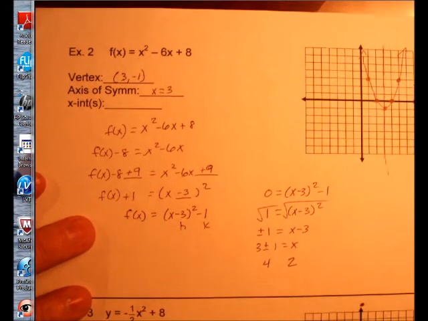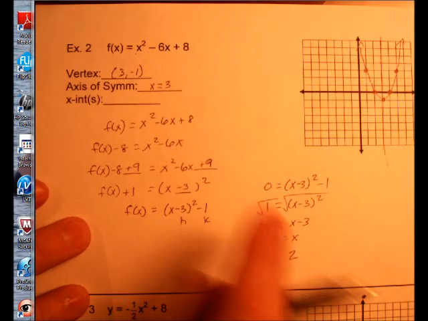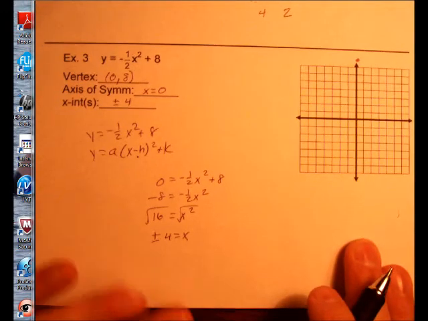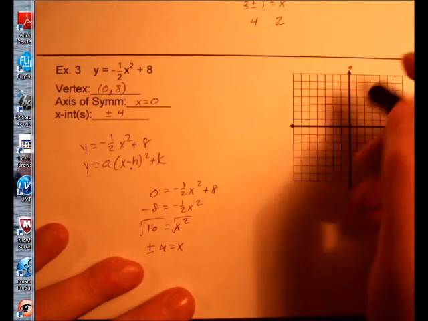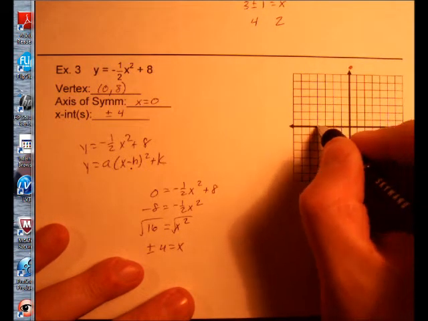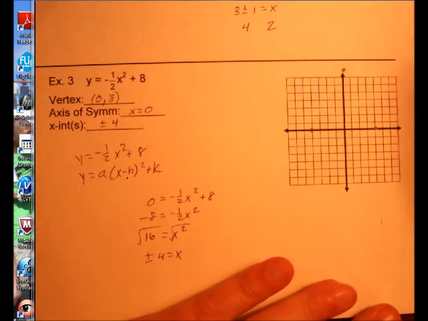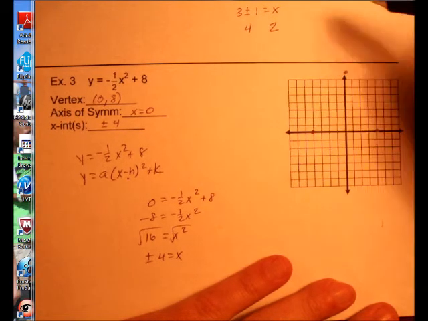I just realized I forgot to add that up here too, didn't I? On example number 2, we didn't list those out, 4 and 2. Sorry about that. Coming back down here now. So we know it's going to cross at negative 4 and positive 4. Now let's make sure graphing it the way we've been doing it still works here.